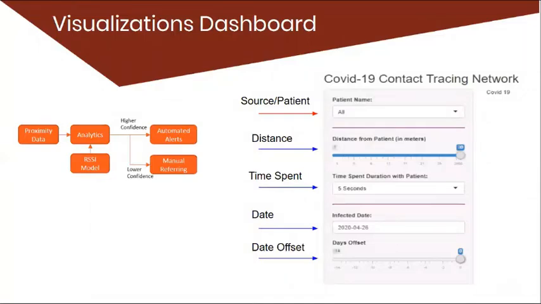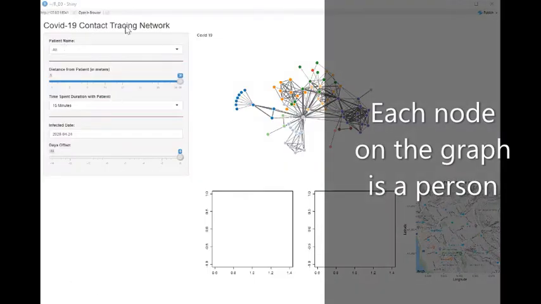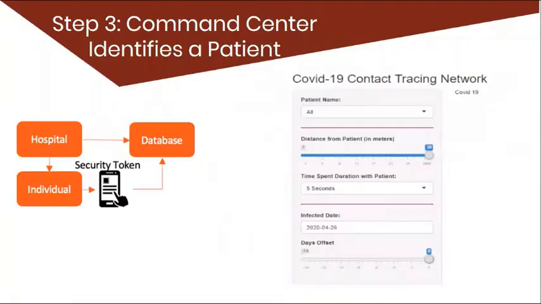Using the RSSI model in analytics, we calculated distance, time spent duration, average distance traveled, and the number of devices at any specific point. We built a dashboard for visualizing the contact network. The filters on the dashboard are the distance between the patient and other people, the time the patient spent with others before diagnosing, date and date offset.